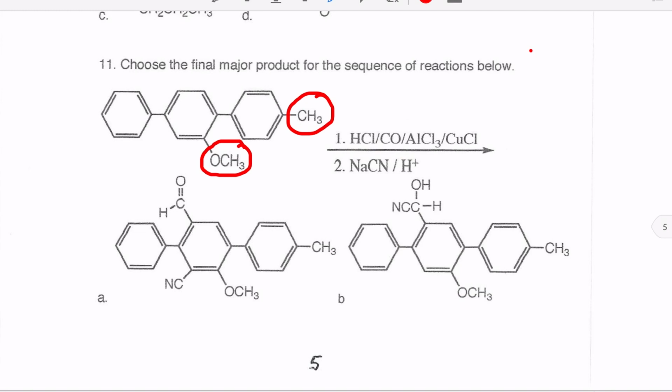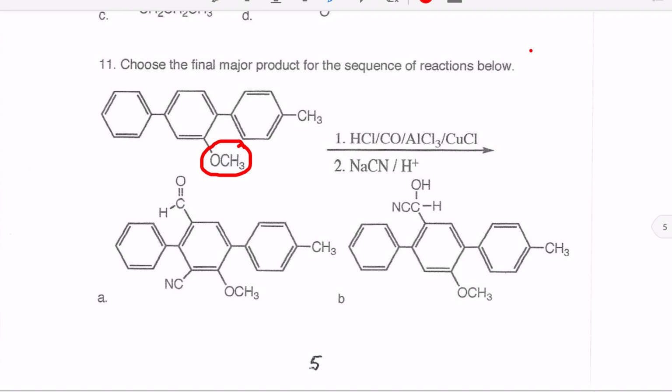So that means that we can treat the two rings on each side as just another substituent. They are not going to be active in this reaction in terms of the addition of the other new substituents. So let's get into it. So the first reaction involves a whole set of reagents: hydrochloric acid, carbon monoxide, AlCl3, and copper chloride.